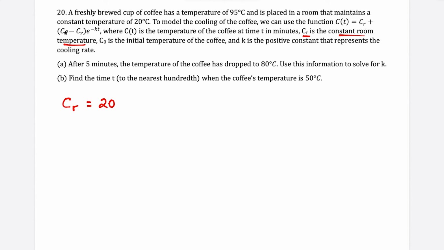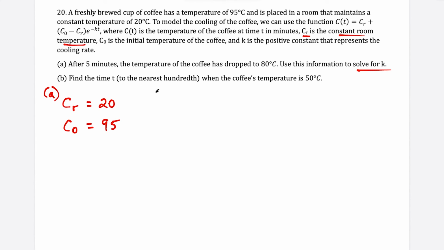The next thing that we have to be able to plug in is C sub 0. C sub 0 is the initial temperature of the coffee. A freshly brewed cup of coffee means it was just brewed, and it has a temperature of 95 degrees Celsius. So that's going to be the initial temperature of the coffee. And K is the positive constant, and we're going to solve for K when we're answering part A.